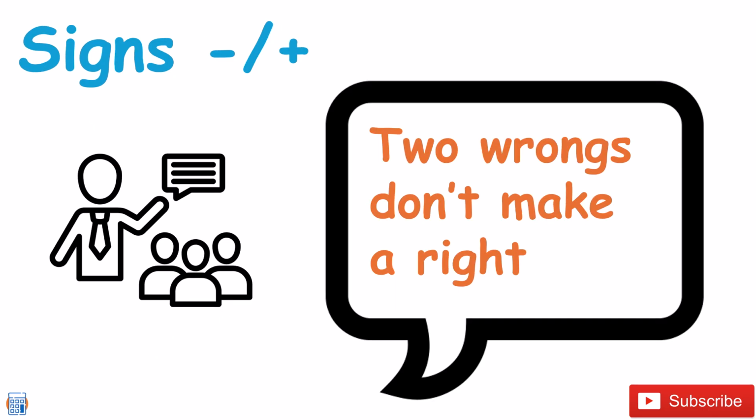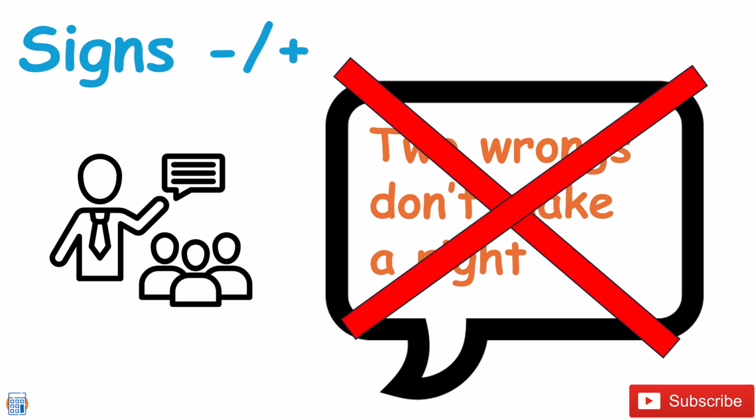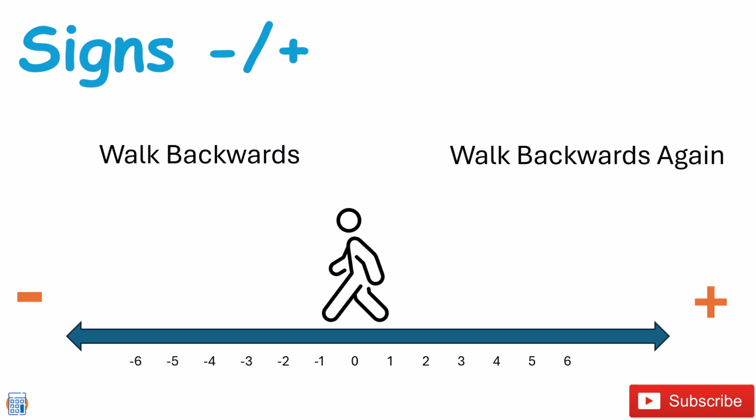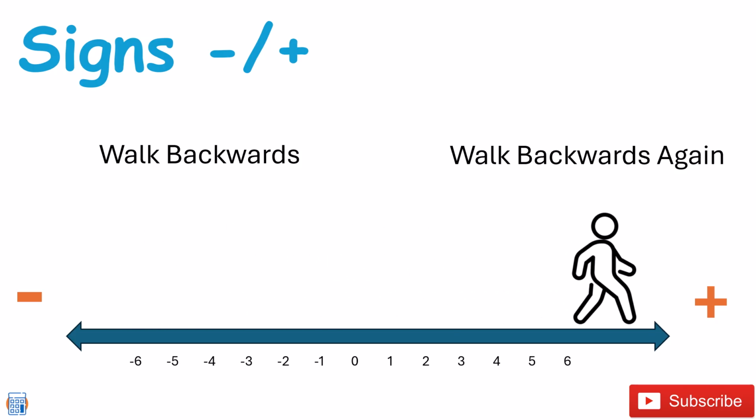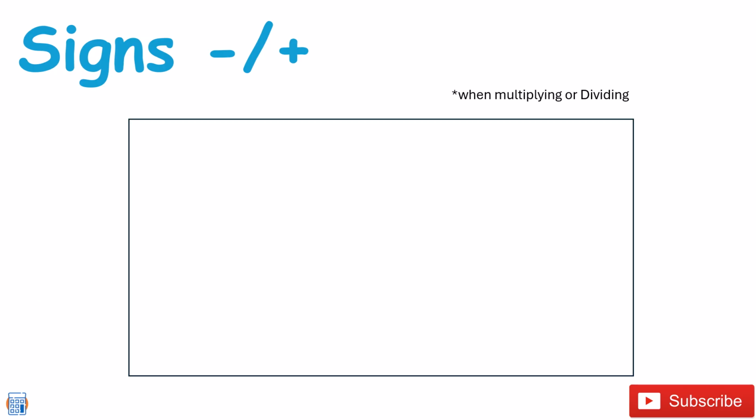Now, it's really tricky with signs in algebra. Your teacher might have told you that 2 wrongs don't make a right, and now I'm here to tell you that that is actually wrong with algebra. What I mean by that is, if I told you to start walking backwards on this number line, you would head down there, and then if I said walk backwards again, you would walk down there, and you would end up at the plus. This is only for multiplying or dividing, but if you have 2 minuses, so you times a minus by a minus, you do end up with a plus.